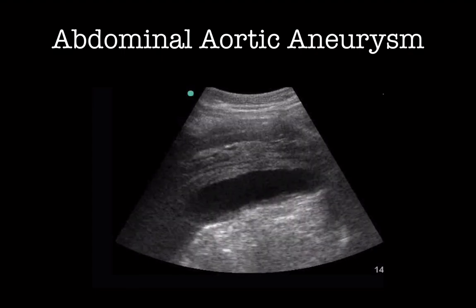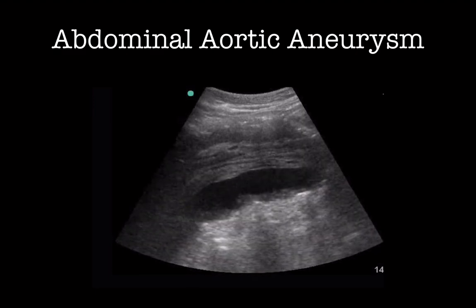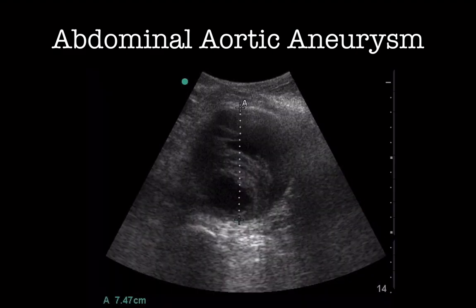If you measured this, this would be well more than 3 centimeters. That is a dilated aorta, in other words, an abdominal aortic aneurysm. Here's a much larger, easier to see one.